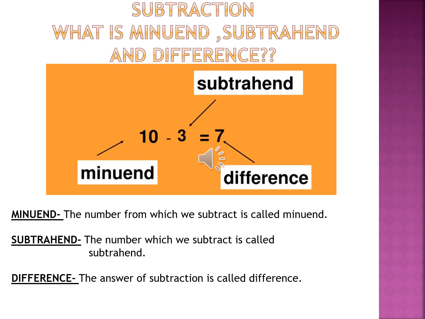The number from which we subtract is called the minuend. Like in this example, we have subtracted 3 from 10. So the number 10 is the number from which we have subtracted 3. So 10 is called the minuend. Now 3 is referred to as the subtrahend, and the definition becomes: the number which we subtract is called the subtrahend. So we have subtracted 3. So 3 is the subtrahend. And the answer of subtraction is called the difference. So 7 is the difference.